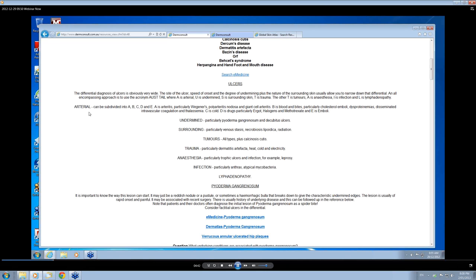Now he's subdivided these. He's looked at arterial, maybe subdivided to A, B, C, D, and E. A is for arteritis, okay, particularly Wegener's, polyarteritis nodosa, giant cell arteritis. It's rare to get a big temporal ulcer from giant cell arteritis. Polyarteritis nodosa, certainly you get ulceration with those on the lower legs. Wegener's, you'll certainly get ulceration as well, and often it's in unusual places with Wegener's.